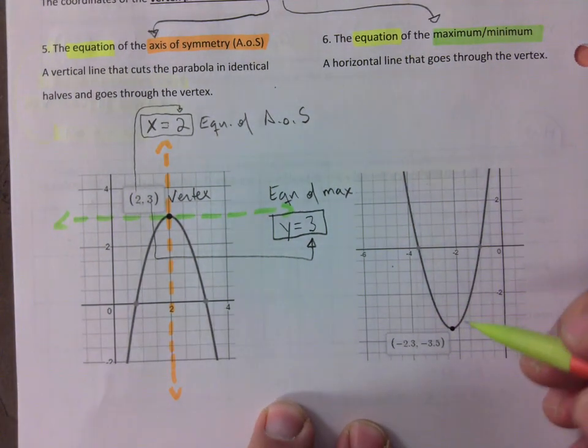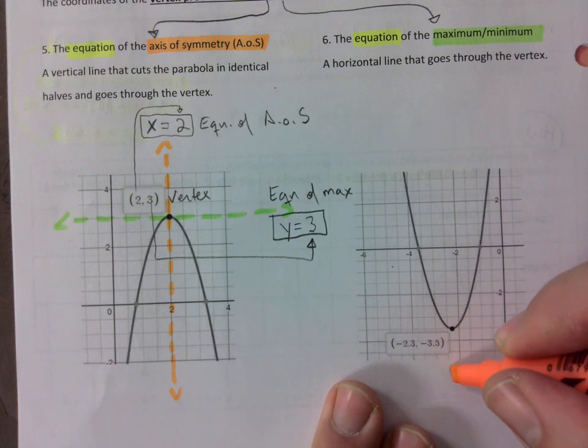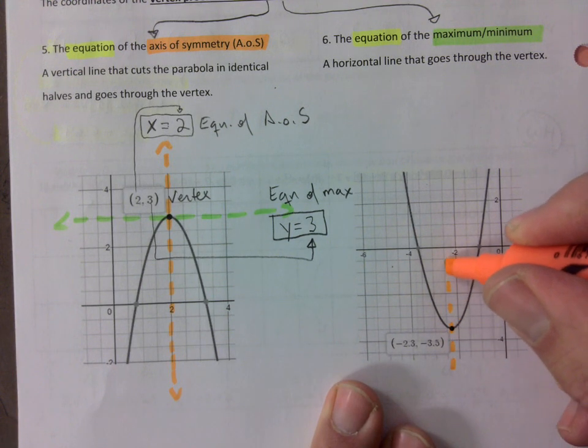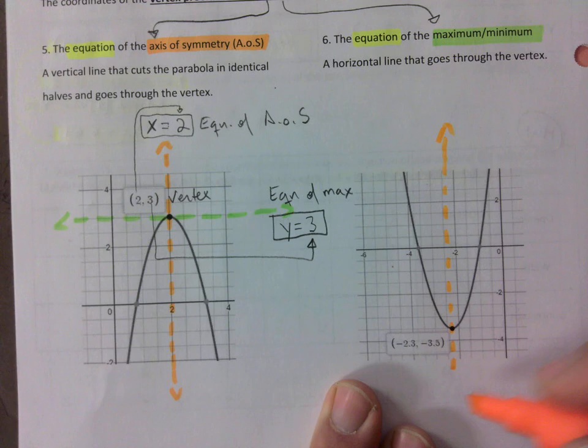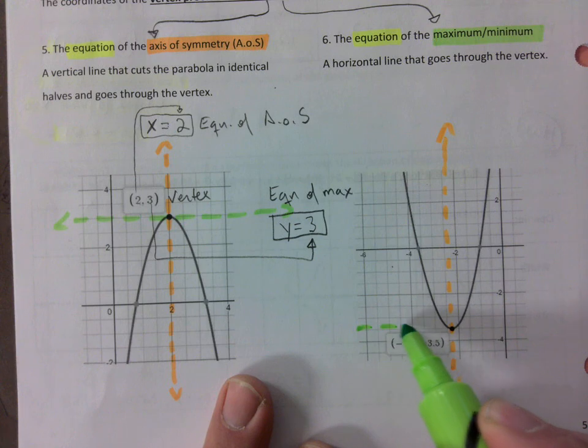What about this one? Well, the axis of symmetry would cut it right, would go through the vertex vertically. Okay? And what equation would this be? Is it min or max?